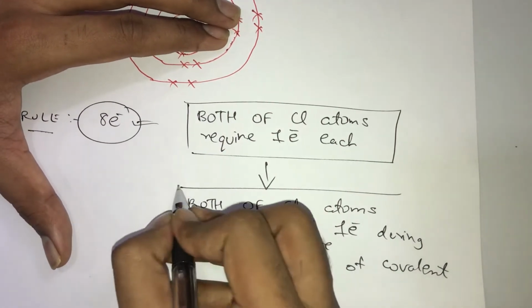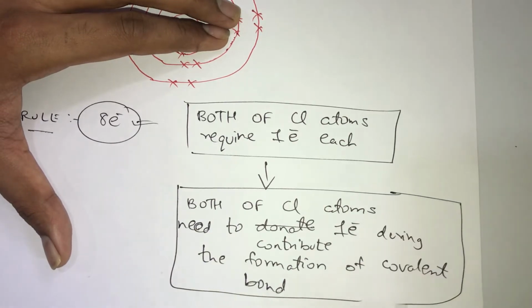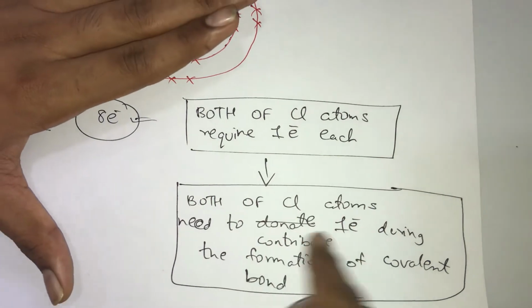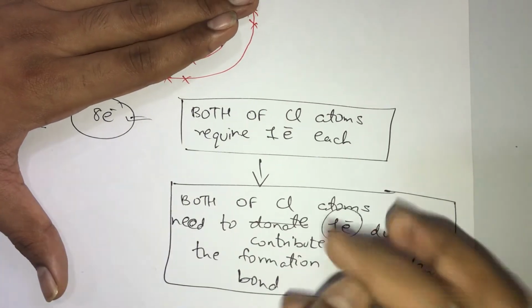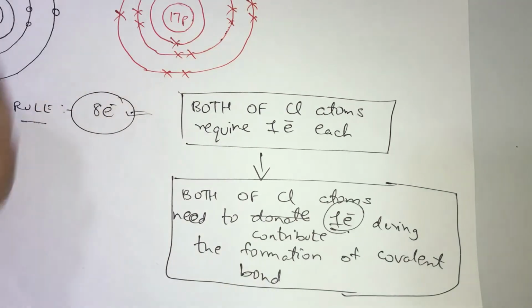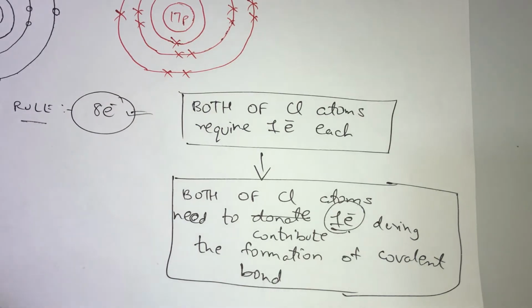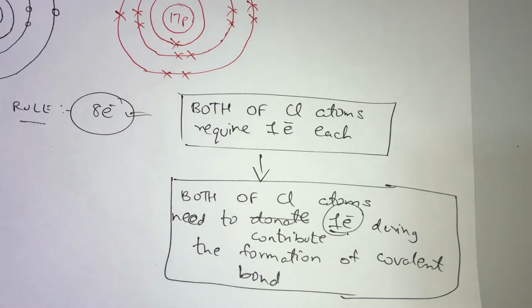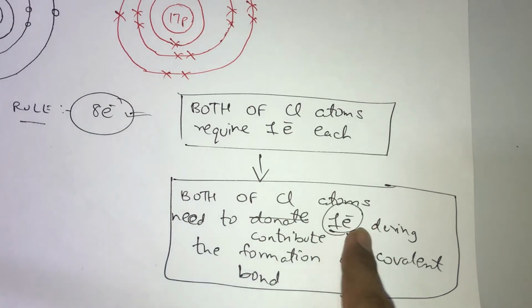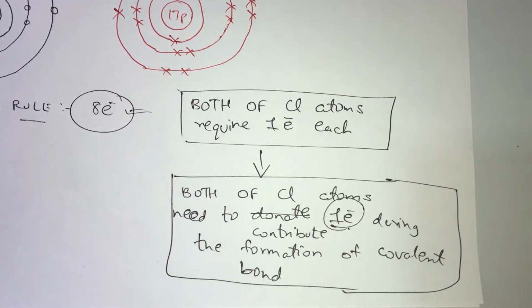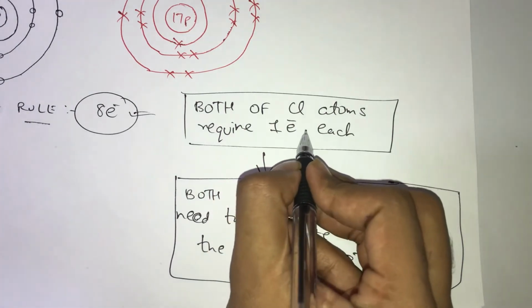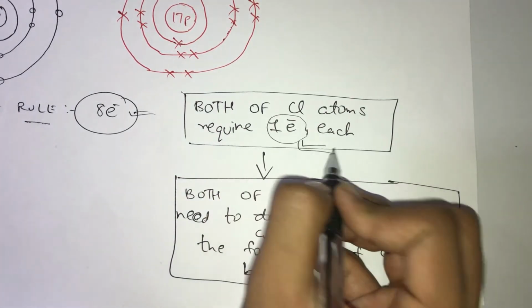So just understand this thing. If they require 1 electron each, then both of them have to contribute 1 electron each during the formation of a covalent bond. Now suppose if they required 2 electrons each, then both of them would have to contribute 2 electrons each during the formation of a covalent bond. Now since they require 1 electron each, we will understand how they are going to contribute 1 electron.